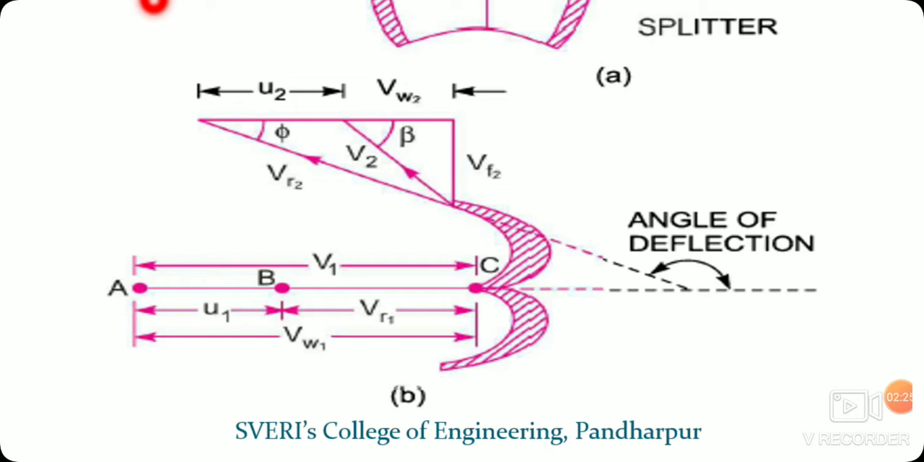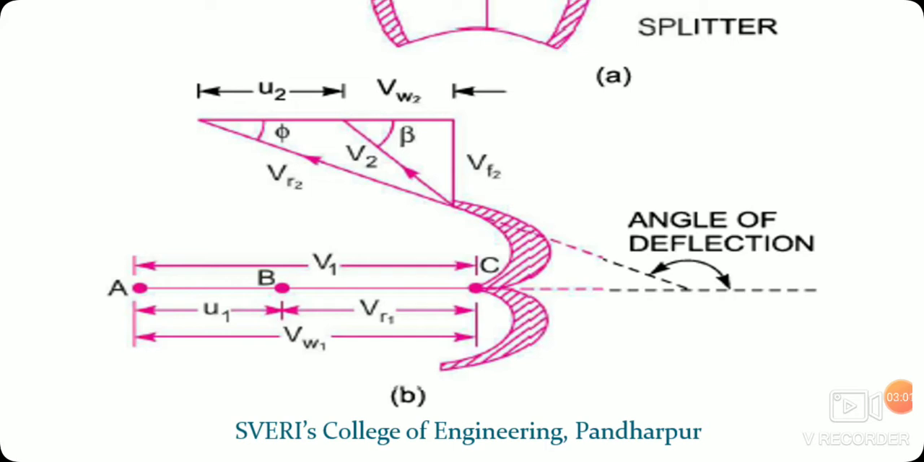Here V1 is equal to Vw1 because Vf1 is equal to 0. At the same time, the blade or the vane is also moving with some velocity that is called U1. So the total component AC will be V1, and AC is equal to Vw1 because there is no vertical component for V1, that is Vf1 is equal to 0. And AB represents the velocity of the bucket, that is U1.